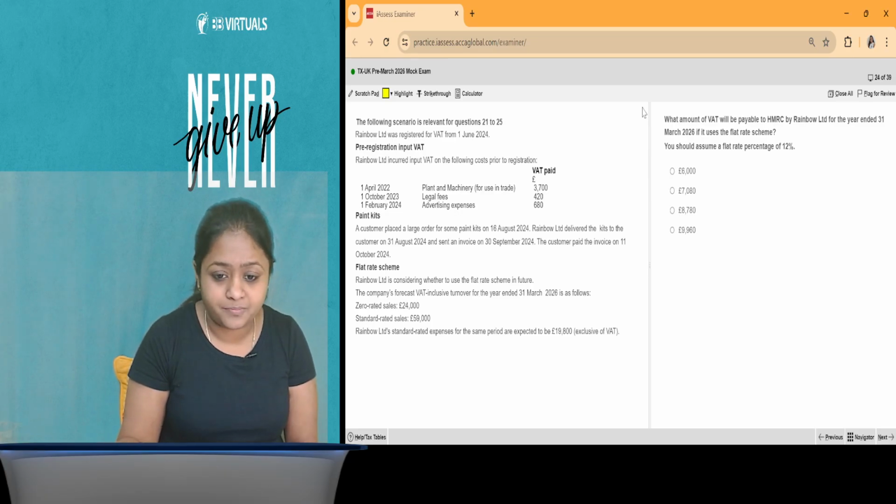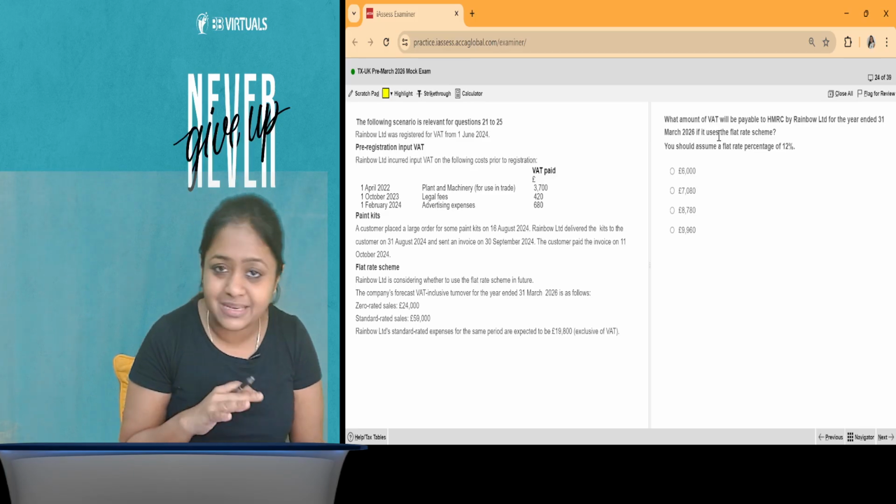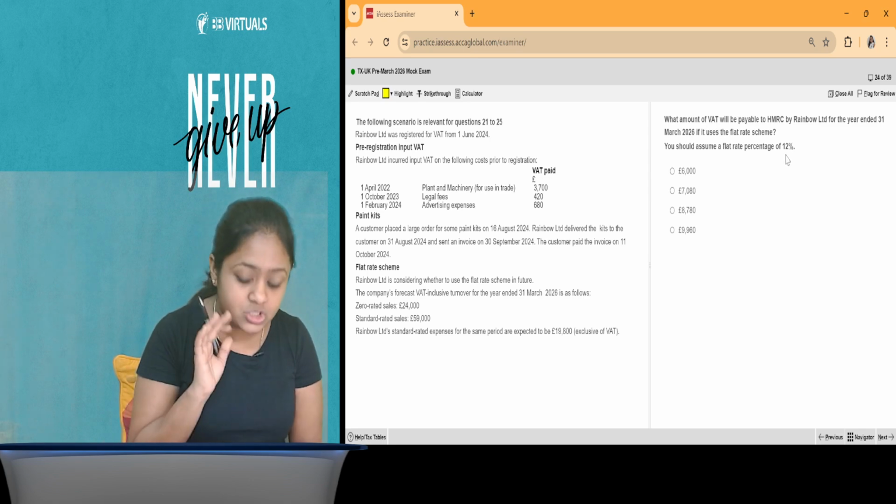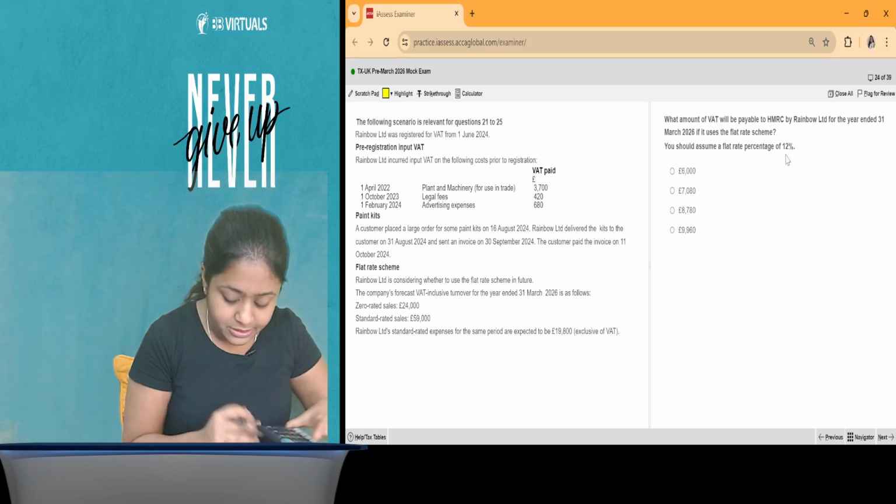Now, the next one. What amount of VAT would be payable to HMRC by Rainbow Limited for the year ended 31st March 26 if it uses the flat rate scheme? This is very easy. Get the amount including VAT, multiply by the flat rate percentage, which is 12%. So let's do the calculation here.